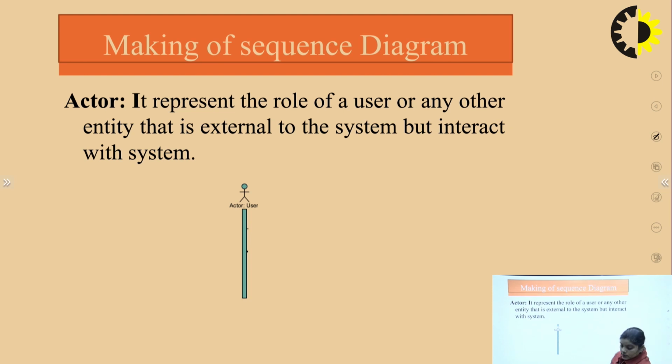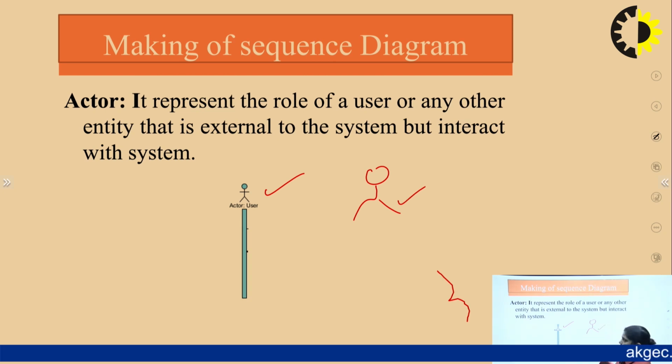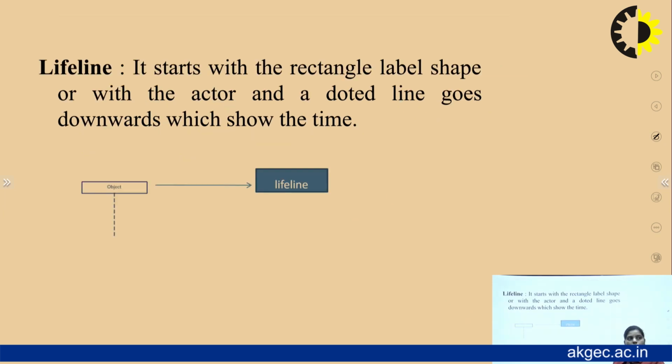And the symbol of this representation is this. Just like in a use case diagram, we have this symbol, and in a use case diagram also, this symbol represents the actor. Okay. Now, the next symbol is the lifeline.